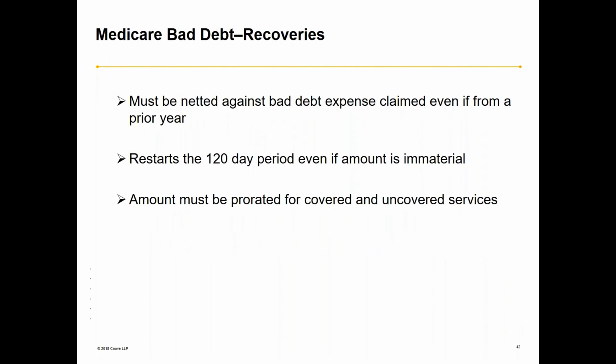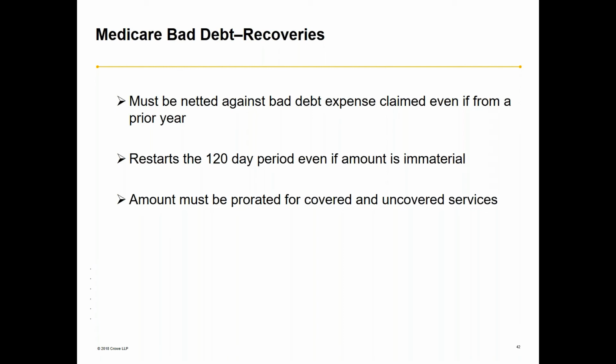If you receive recoveries of bad debts, they do need to be netted against your bad debt expense, even if that bad debt was claimed in prior years. So if a patient that was claimed as a Medicare bad debt in 2016 comes in 2017 and pays a portion of that bad debt, then you need to subtract that recovery amount from the 2017 Medicare bad debts that you would have been reporting. And as I mentioned, that payment would restart the 120-day period.